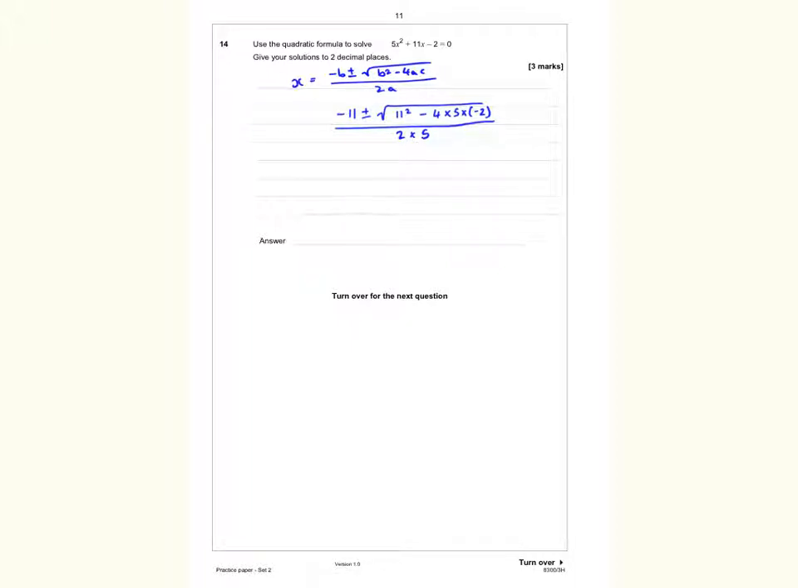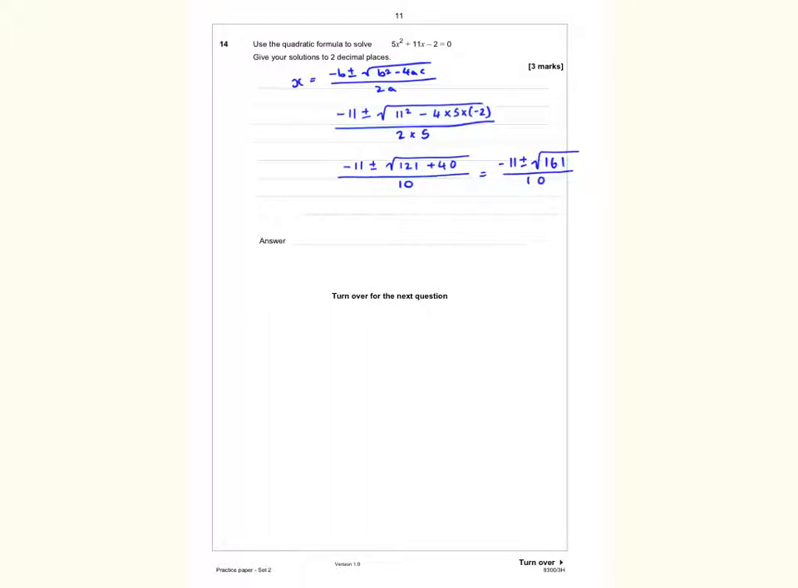So I'm going to say that's equal to negative 11 plus minus square root of 121, and here I've got 4 times 5 times negative 2. So 4 times 5 is 20, times the negative 2 is negative 40. Taking away a negative 40 is like adding a 40. So add 40, and that's going to be over 10. Then I can simplify a little bit more: negative 11 plus minus square root of 161, over 10.